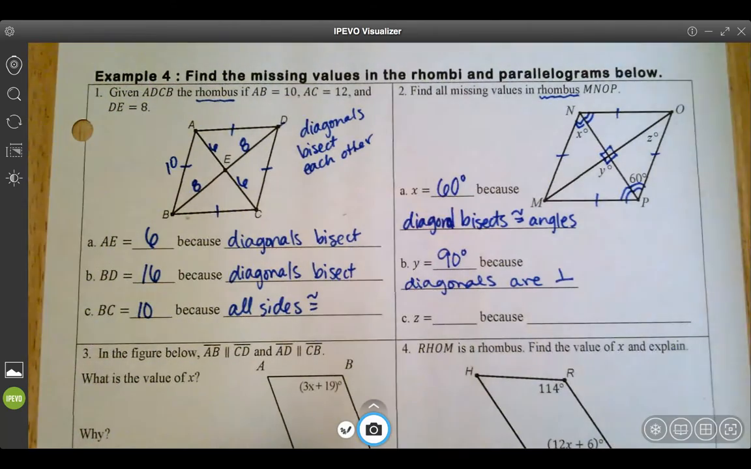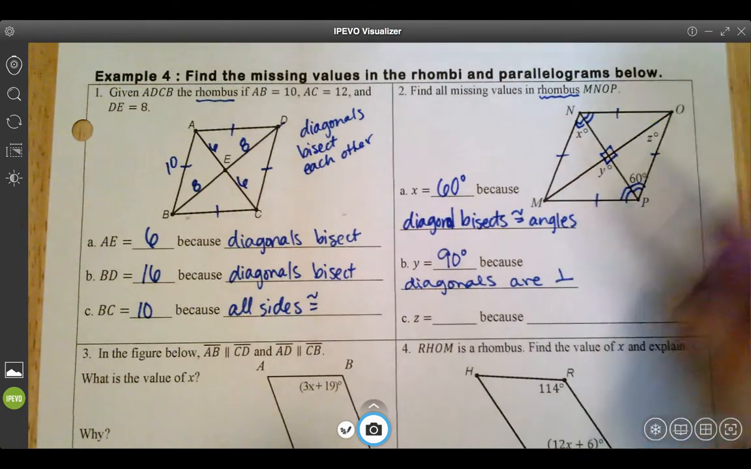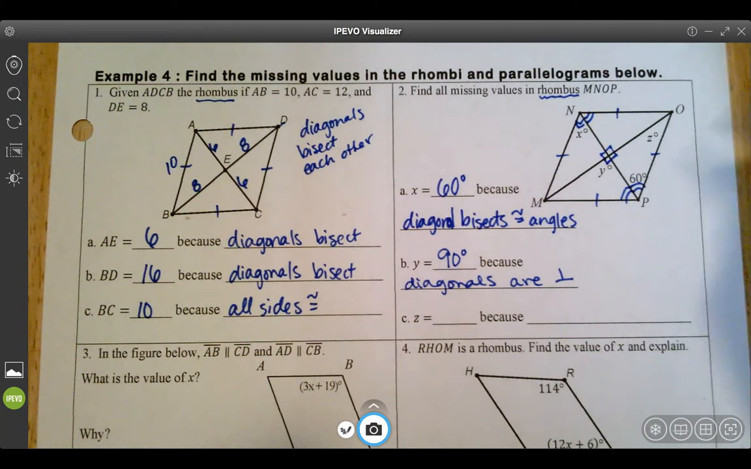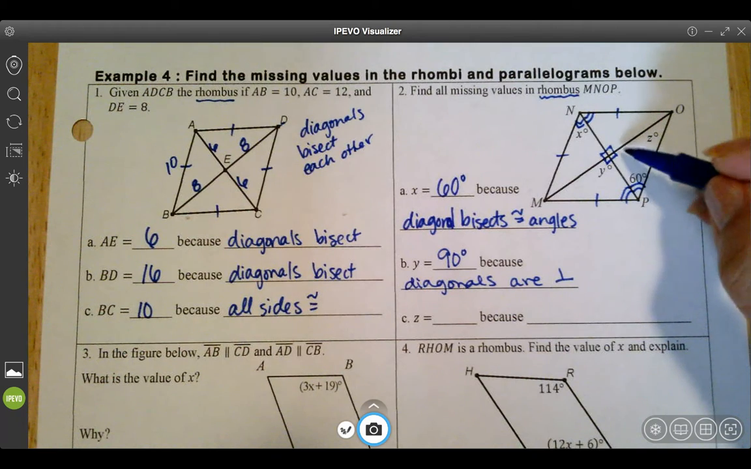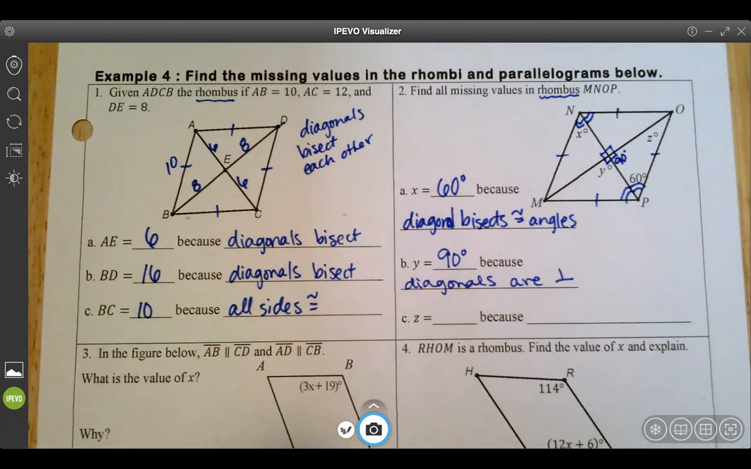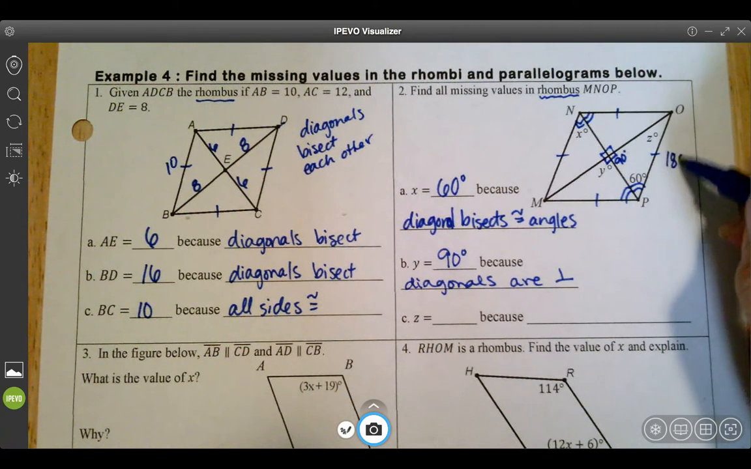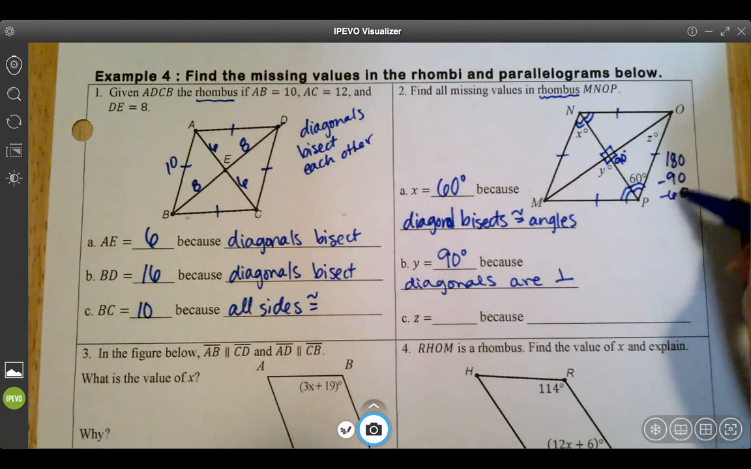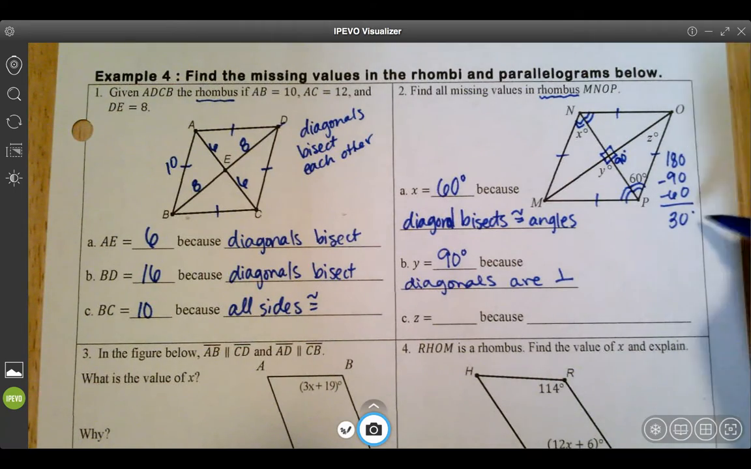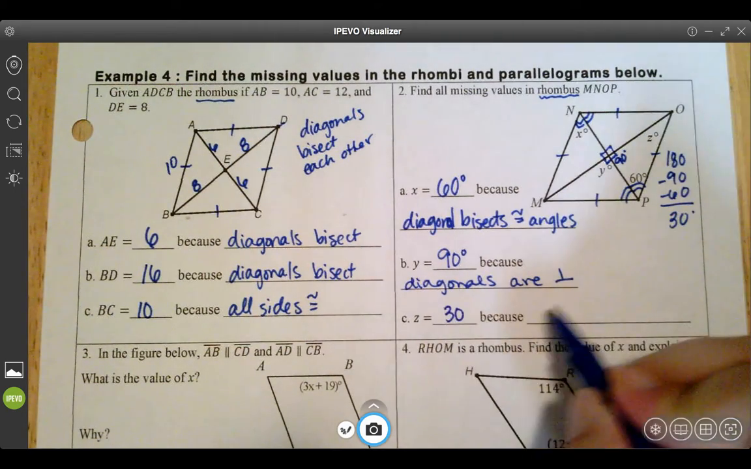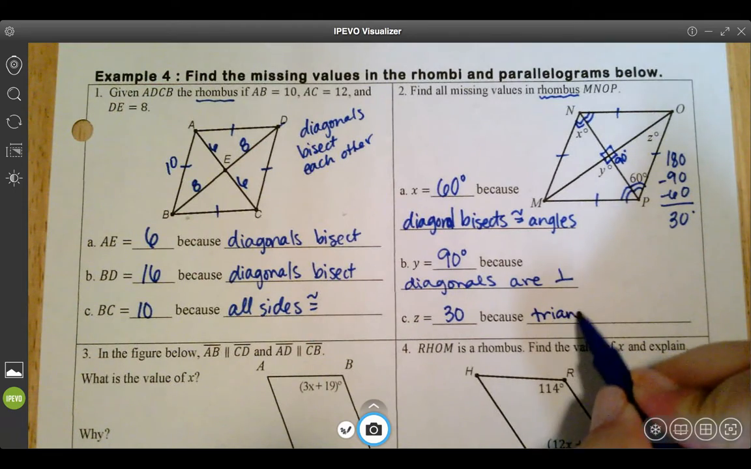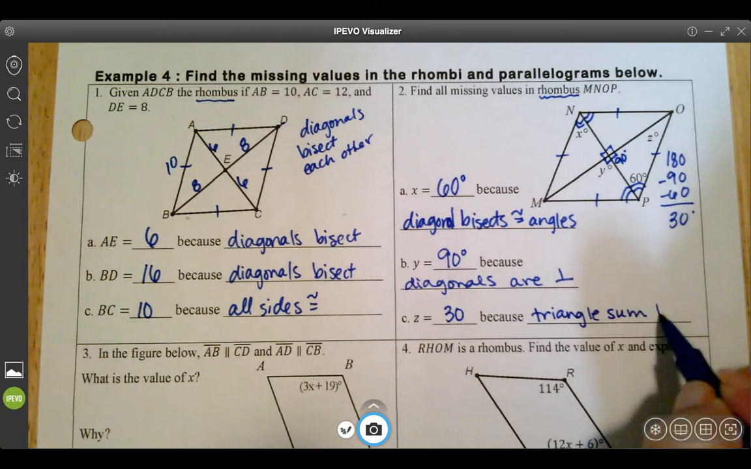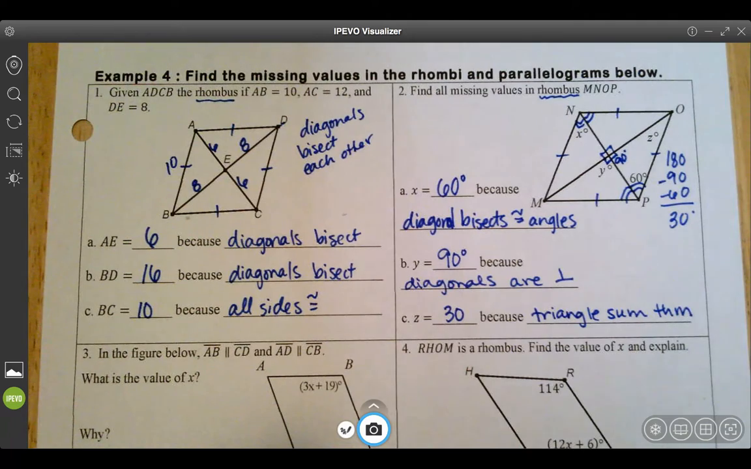Okay, and then we have Z. How do we find Z? Well, there's a couple ways. The most straightforward, I think, is the triangle sum. Because we have this right angle, a 60-degree angle, and Z, we can say 180 minus 90 minus 60 should give us 30 degrees. So Z is 30 degrees because of the triangle sum theorem. So all those theorems that we've learned in the past couple of weeks, they still apply.